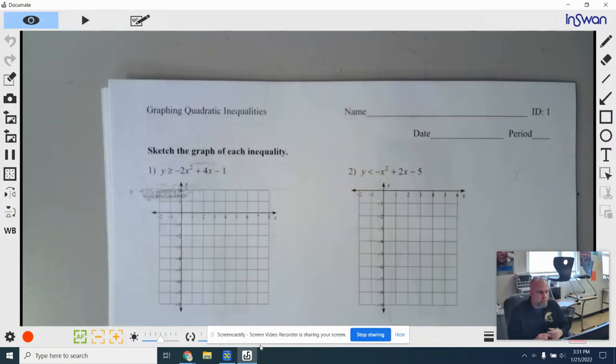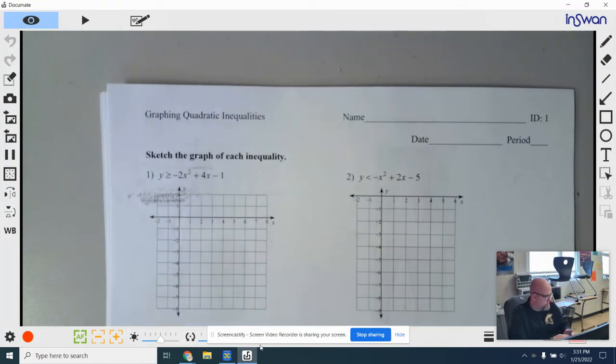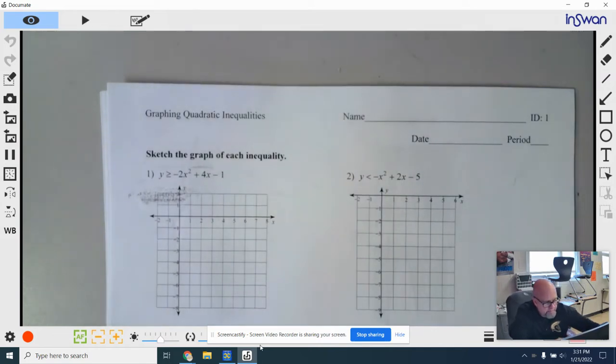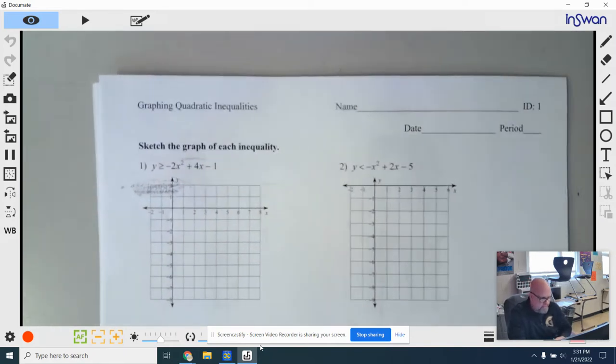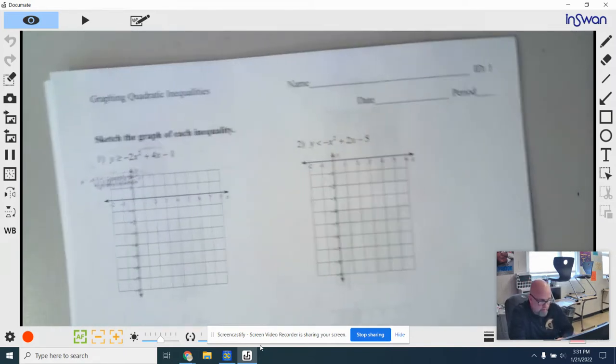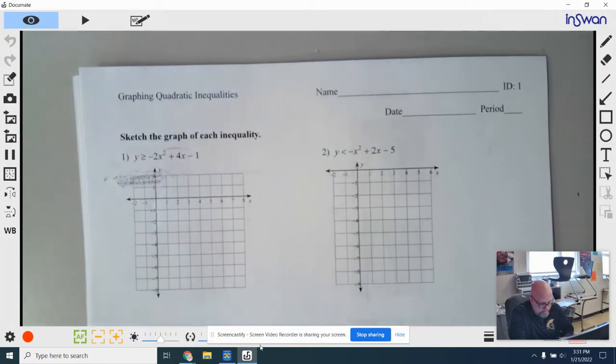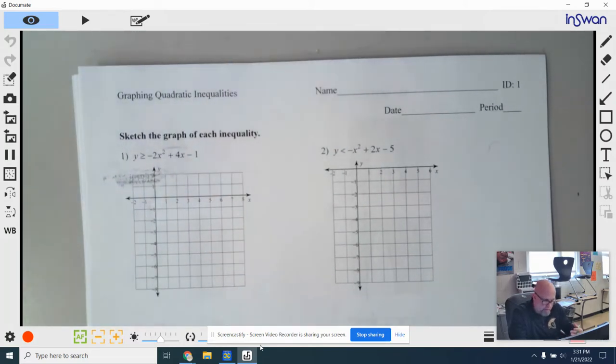Okay, guys, for today's sheet, you need the one that says graphing quadratic inequalities. So we're going to take what we've learned about inequalities and compare that with graphing quadratics and put it all together. As long as you remember how to graph inequalities and the basic concepts of that, and you have a good understanding of graphing quadratics, then this is going to be pretty easy for you.